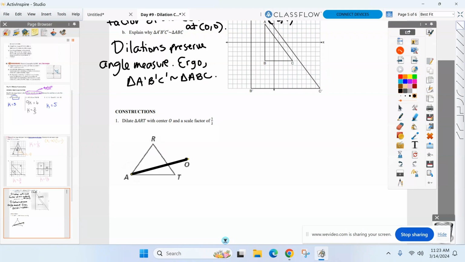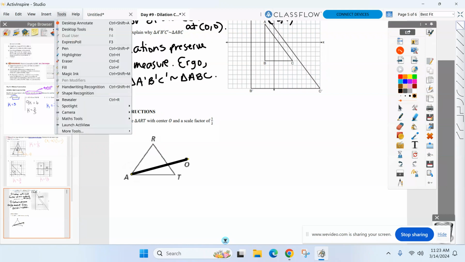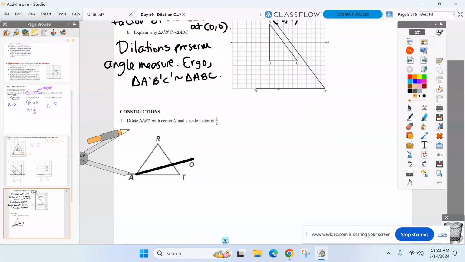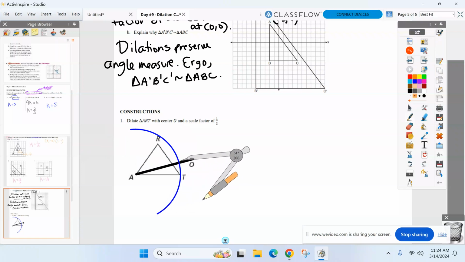There we go, Haley. Talk to us. What are you about to do there? I thought you were taking your compass and putting it on one of the endpoints and opening it. More than half. There you go. We're making about a half circle size arc. Keep our compass open the same amount and go to the other endpoint, either A or O.